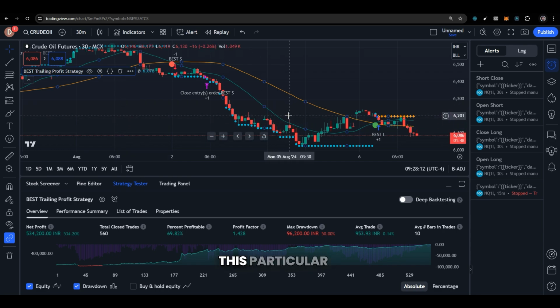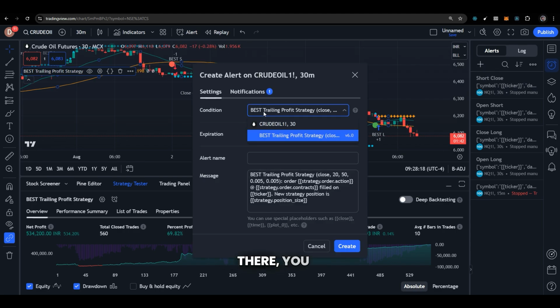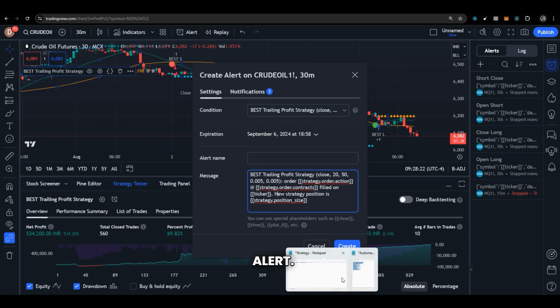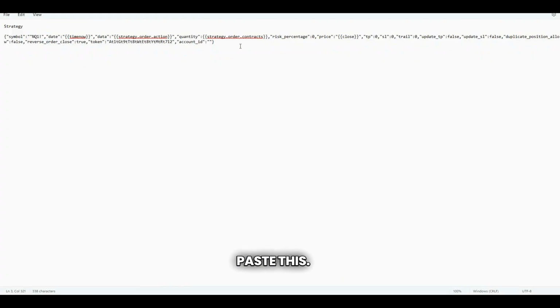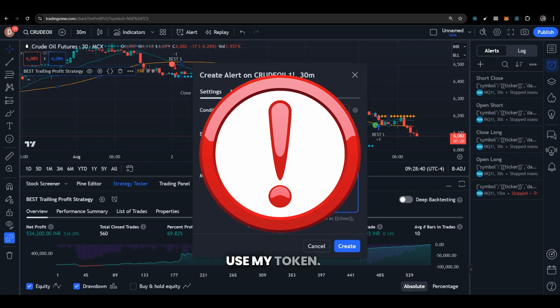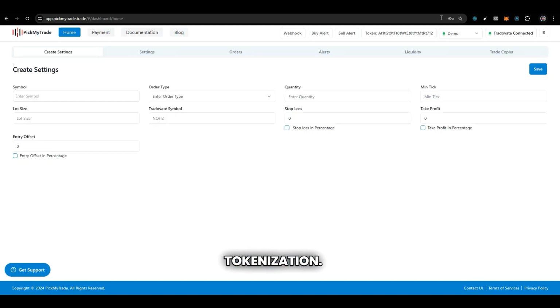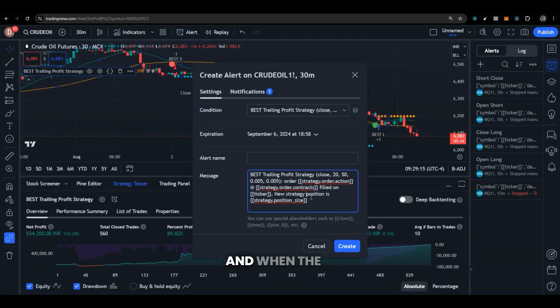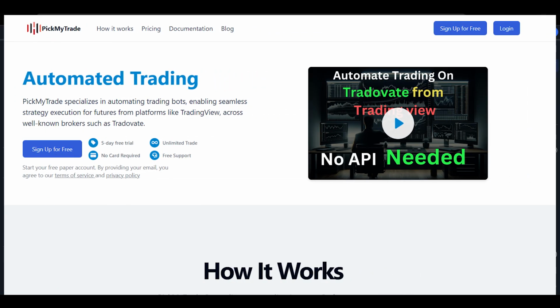To automate this, you just need to create a single alert. That's all. You select this particular strategy, and for crude oil, you create an alert. Let me copy and paste this. This is the format for strategies, and you just copy this. This is my token. Please do not use my token. You have to use your own token. You can get your token here. Just copy your token and paste it here. When the trade happens, it will get placed on PickMyTrade.